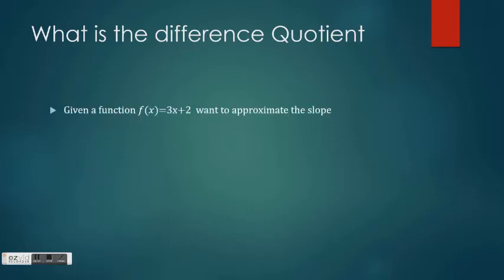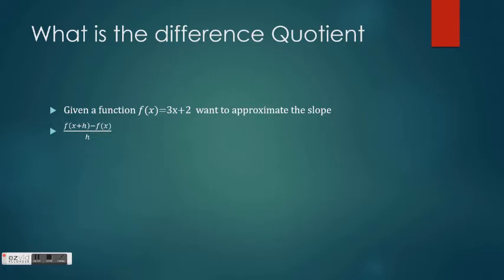So if we have a given function, like this one, f of x equals 3x plus 2, and we want to approximate the slope. Well, most of you should know, based on the form of this, that the slope is going to be 3. So if our approximation doesn't come out close to 3, we know it messed up somehow. So our difference quotient is given by this formula here.